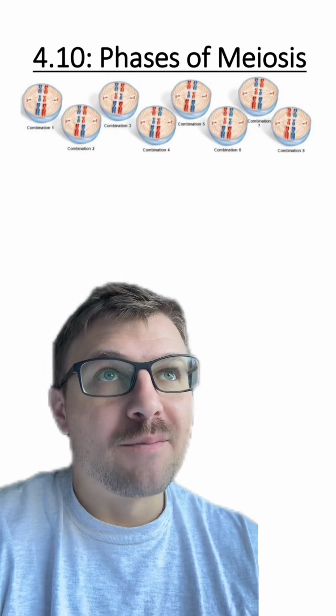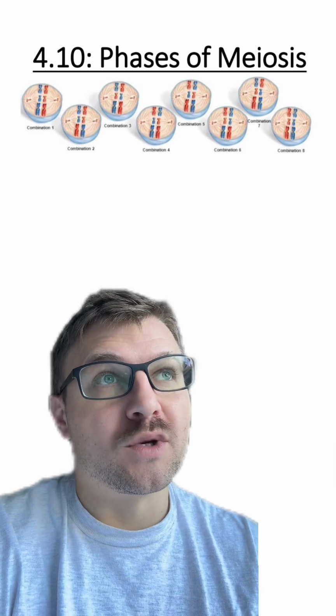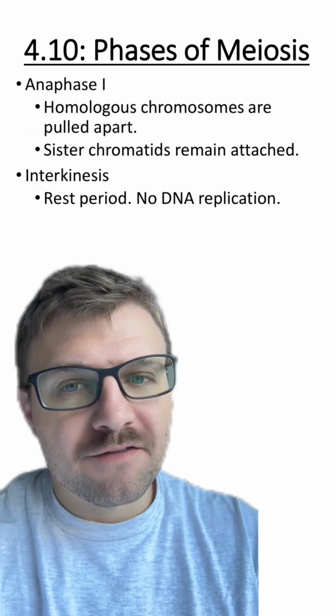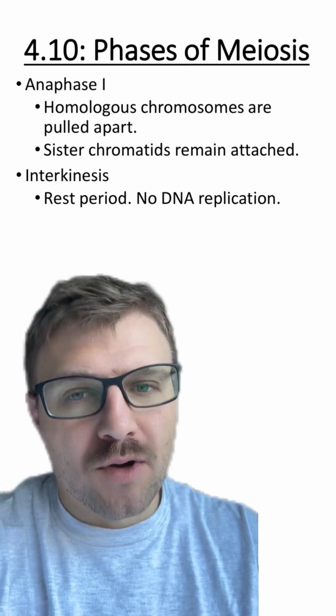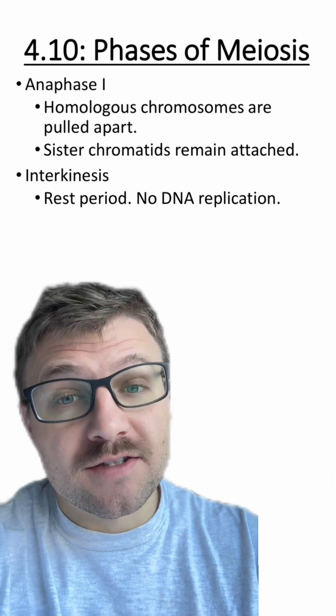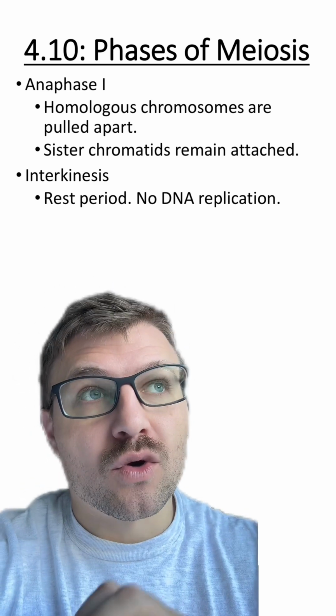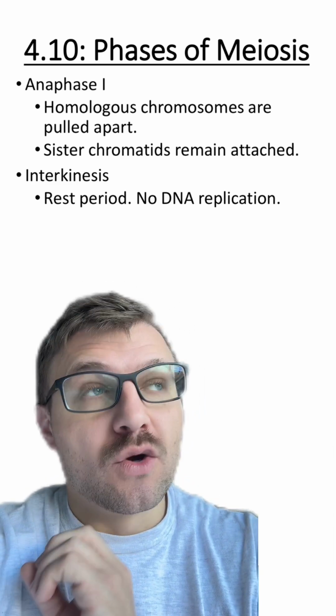You can imagine how many different types of chromosome combinations there are for our cells that have 23 pairs of chromosomes. During anaphase 1, homologous chromosomes are going to be pulled apart, not sister chromatids. If you remember back to mitosis, sister chromatids were ripped apart. During anaphase, a whole chromosome with 2 chromatids is going to be pulled apart.